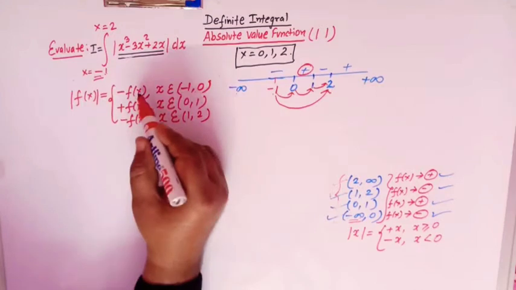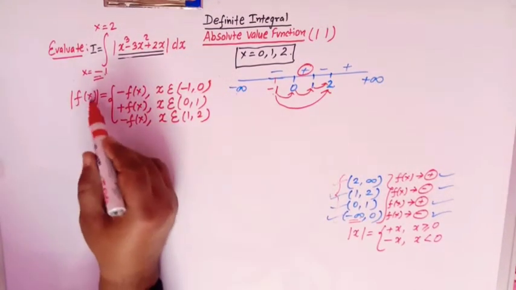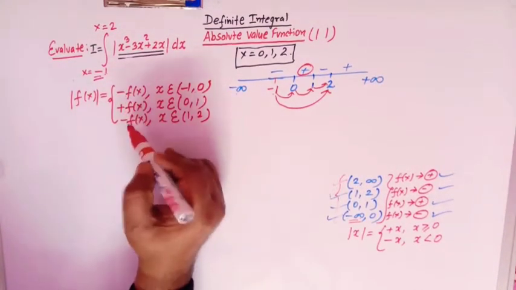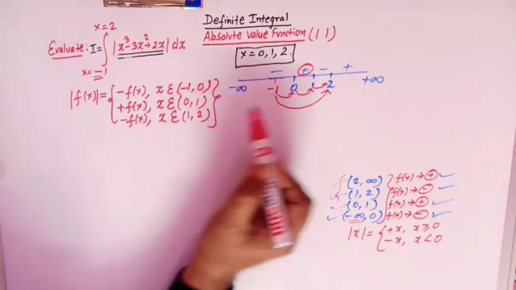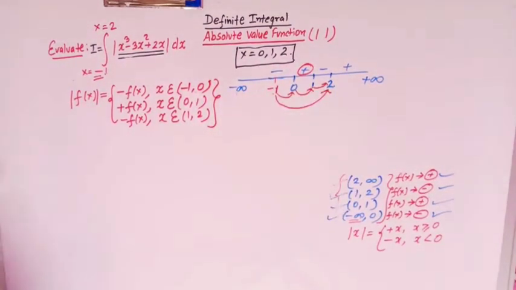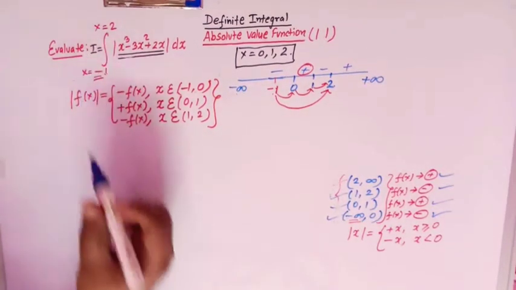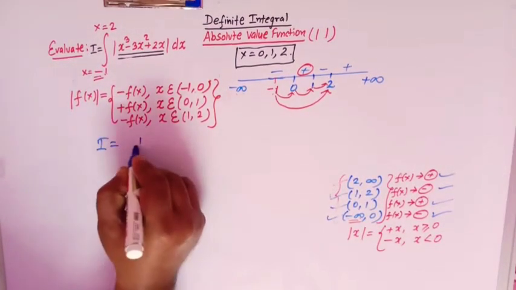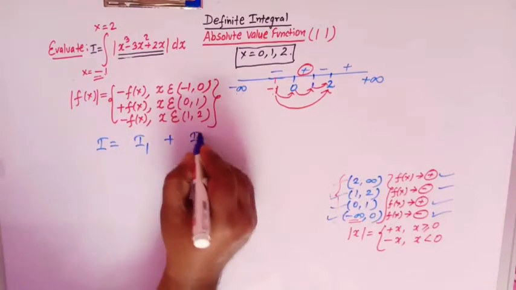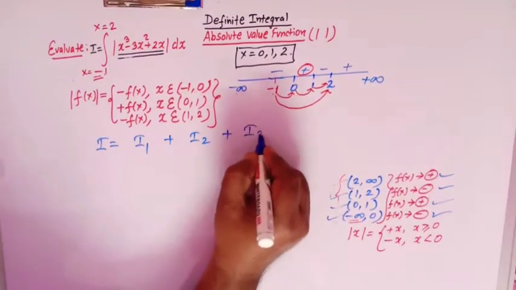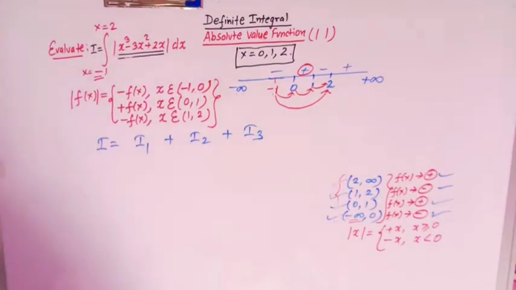So now we have the sign of mod of f of x like this in these 3 intervals, and here we have to split this integral I as a sum of 3 integrals, right? So I1 plus I2 plus I3.